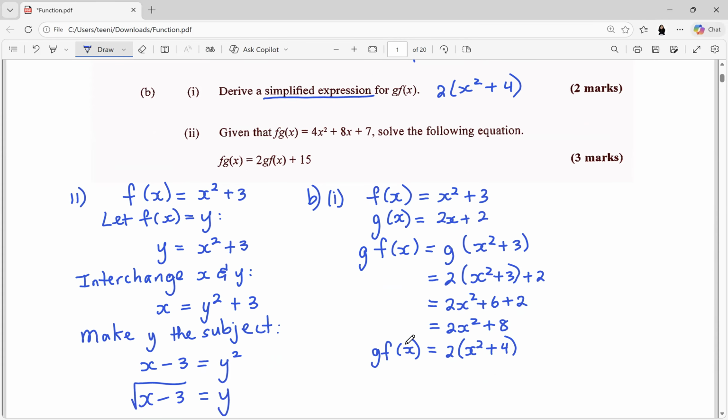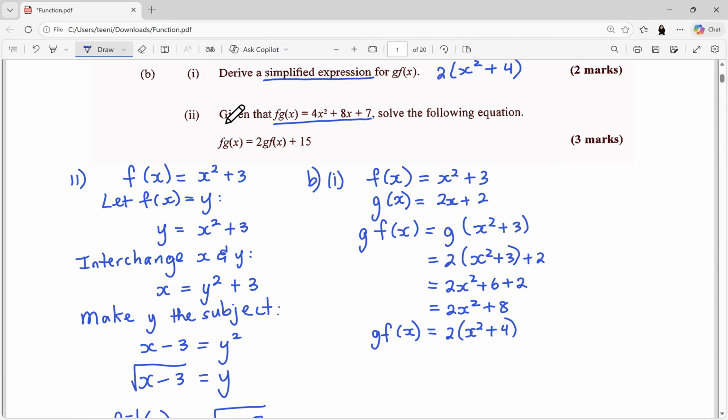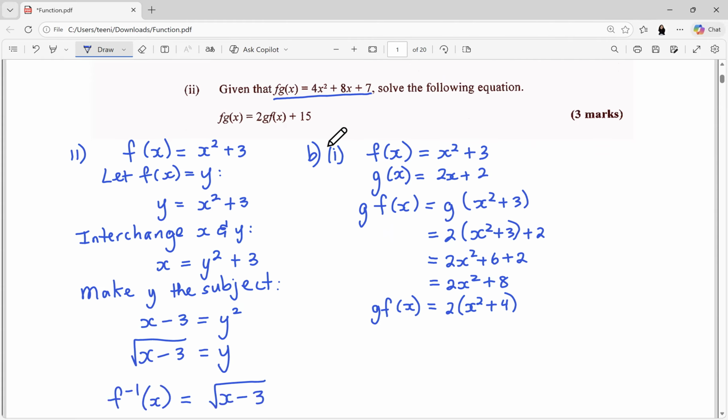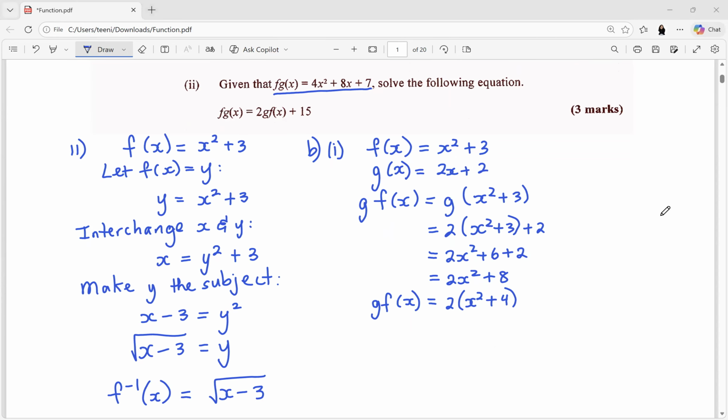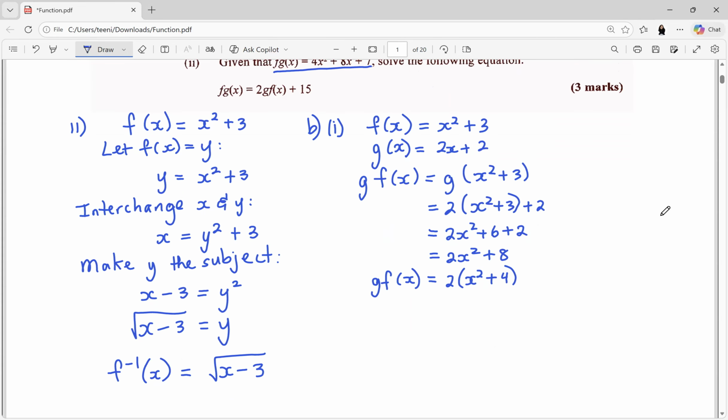So we already know what g of f of x is. It's this, 2 by x squared plus 4, right? And what we do not know, oh, sorry, look, they gave it to us here. F of g of x is 4x squared plus 8x plus 7. So if we have to solve this equation, guys, what we need to do is equate f of g of x, which is given to us here, to 2 times g of f of x plus 15. So let me show you all how we do that part.